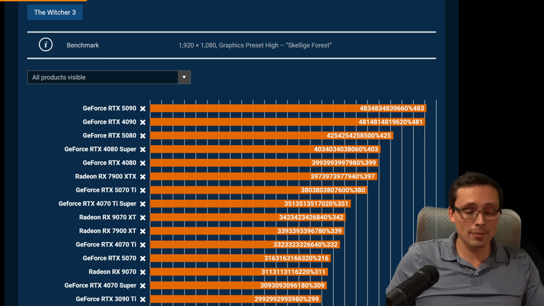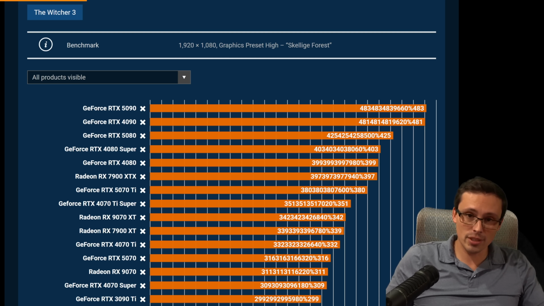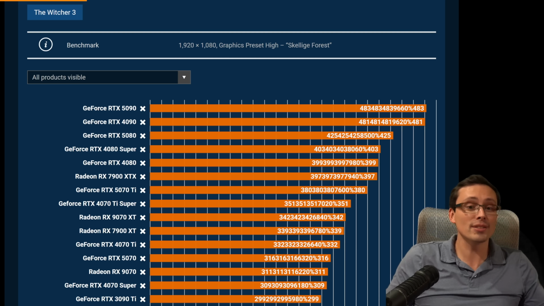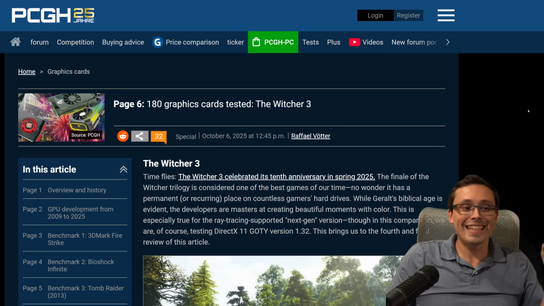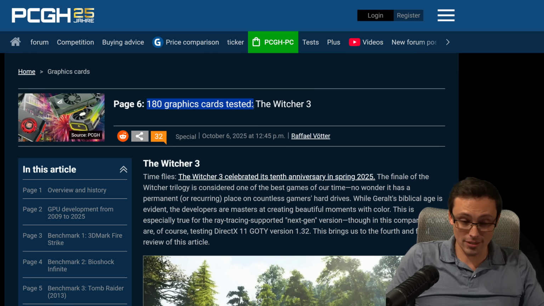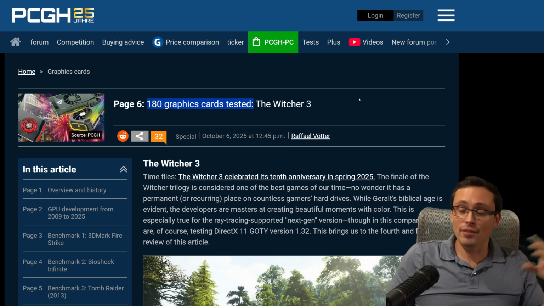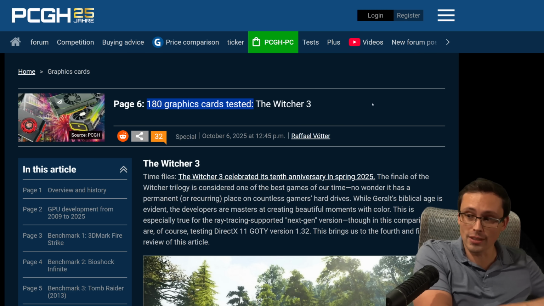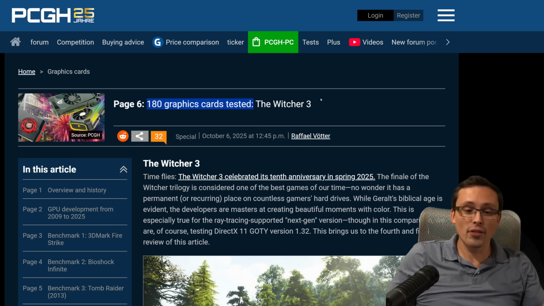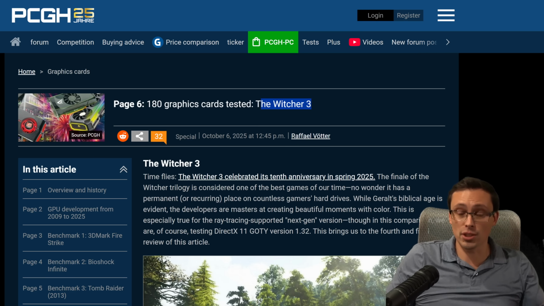This is from PC Games Hardware. Now, they're a German language site, but you can have your web browser translate to English, or you can just look at the graphs, because what they have done is insane. They have benchmarked 180 graphics cards in several games, none of them super new because they're testing super old graphics cards. So the most demanding game they're testing here is The Witcher 3.